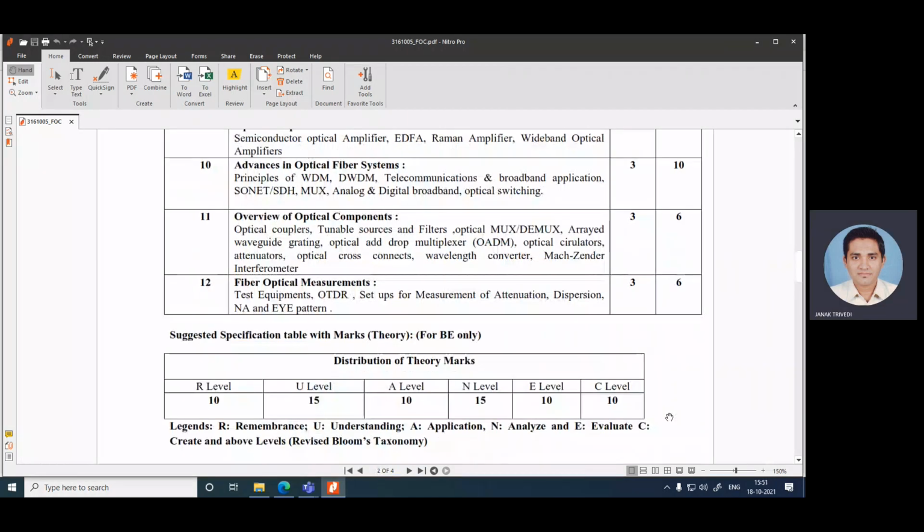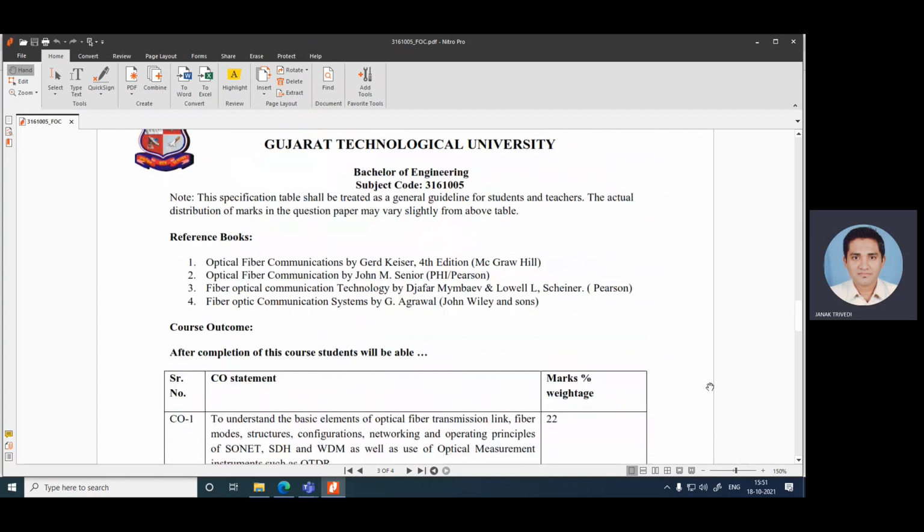This is a suggested specification table with marks in theory for the paper. Distribution of theory marks: R level, meaning remembrance level, is 10, understanding level 15, application level 10, analyze level 15, evaluate level 10, and creation level and above is 10, as per the revised Bloom's taxonomy. This specification table should be treated as a general guideline for students and teachers. The actual distribution of marks in the question paper may vary slightly from the discussed table.